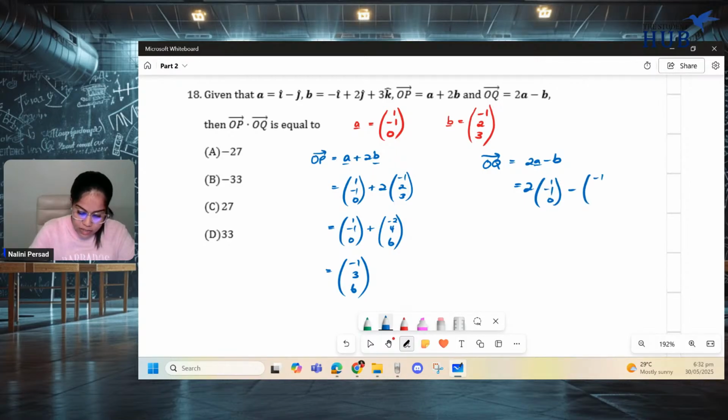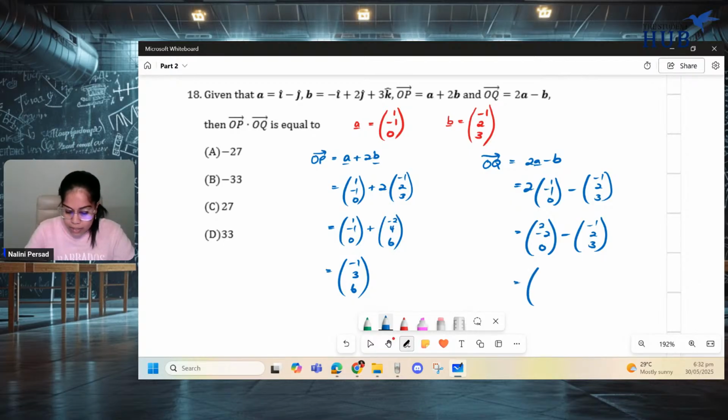Minus -1, 2, 3. 2, -2, 0, minus -1, 2, 3. All right, so I'm subtracting. 2 minus -1 is 3. -4, -3. So that is OP and that is OQ.